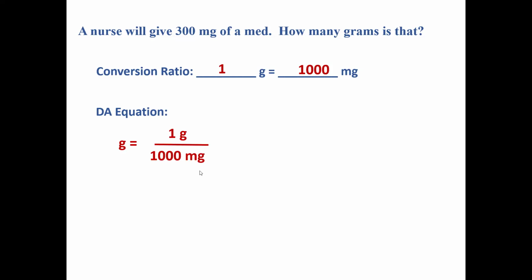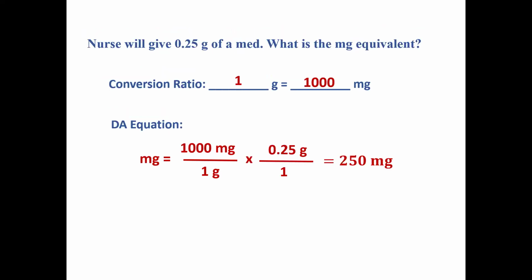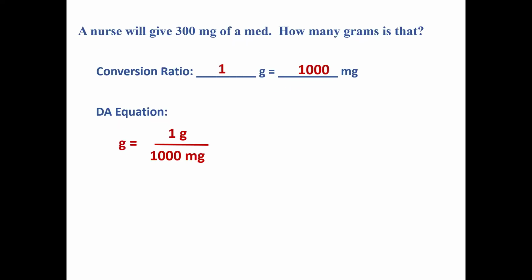I want to backtrack now and go back to our first example. I want you to notice the setup of this first fraction, and it's all because of that desired answer. Whatever the desired answer is has to go in the top. On this problem, grams on top, and the 1,000 milligrams at the bottom. But if we go back to that first problem, we were looking for milligram, so we had to put the 1,000 milligrams in the top. Whatever your desired answer is has to go in the top of that first fraction, and that will set up the rest of the problem for you.